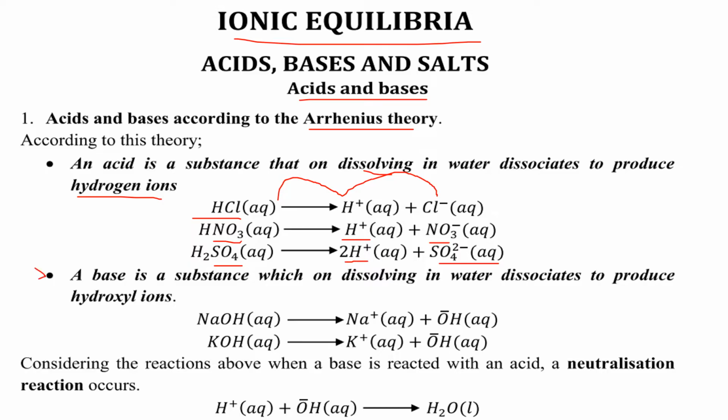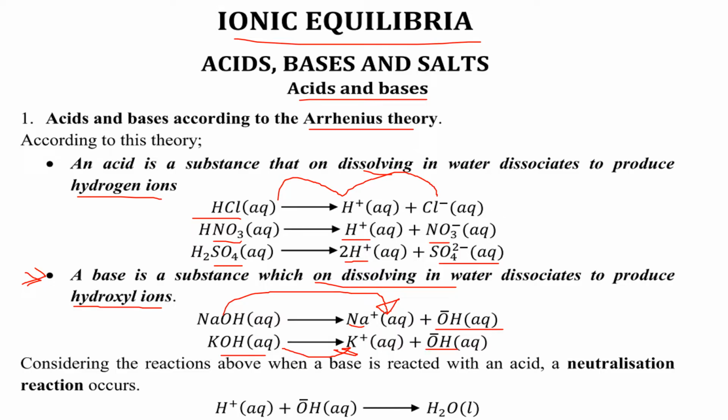However, Arrhenius proposed that a base is a substance which on dissolving in water is going to dissociate, and when it dissociates it produces hydroxyl ions as the only negatively charged ions in the solution. So if you have sodium hydroxide, it dissociates to form sodium ions and hydroxyl ions. And if you have potassium hydroxide, it dissociates to form potassium ions and hydroxyl ions.